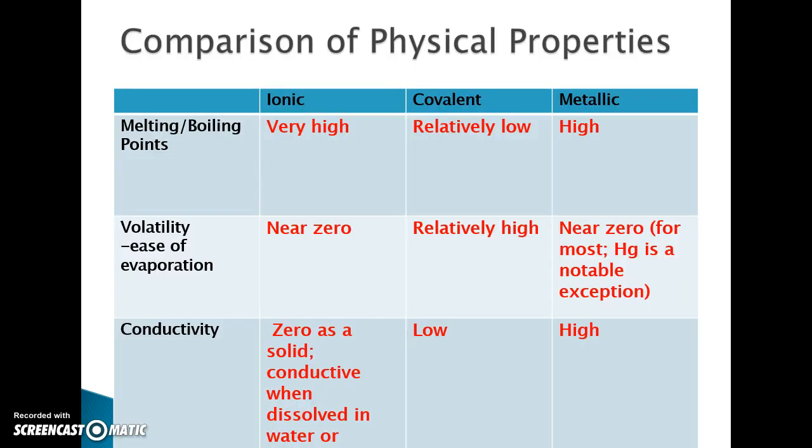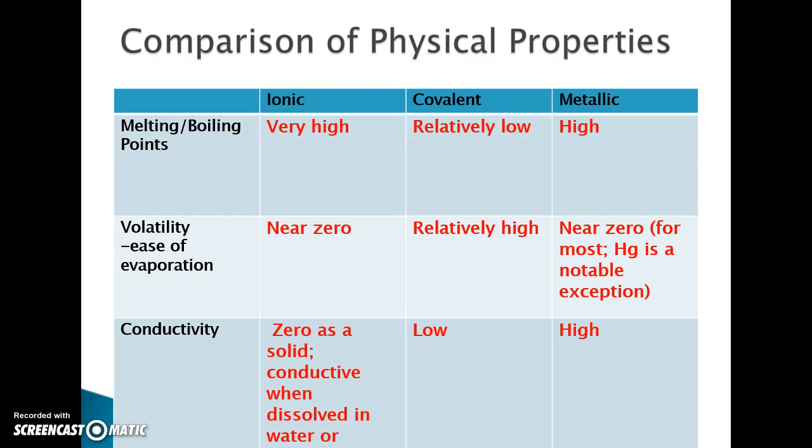When we compare the physical properties of ionic, covalent, and metallic compounds, if you're asked to do this, the easiest way to do it is to think about common ionic, covalent, and metallic compounds. So for ionic, you could think about salt. For covalent compounds, you could think about candle wax or water or carbon dioxide. And for metallic compounds, you could think about copper wire.